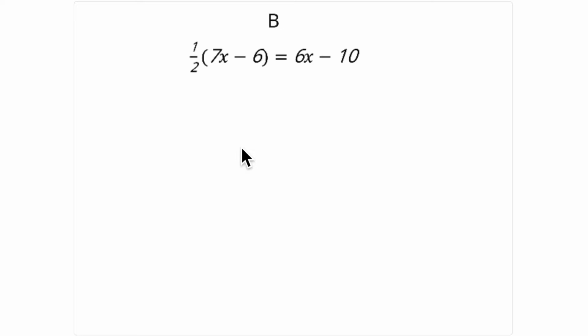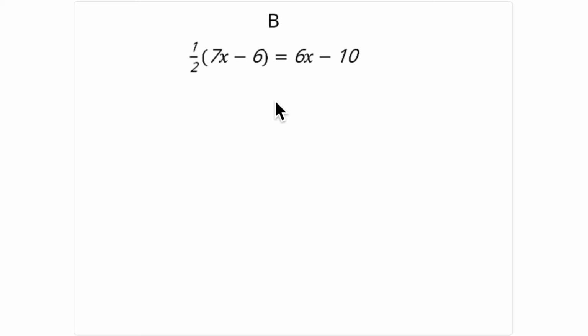For problem B, notice these parentheses here. This is a term inside parentheses. So you have 1/2 of a group. And in that group are 7 x's and 6 negatives. It says minus a positive 6, but I'm going to say add a negative 6. So we should get rid of these parentheses pretty early on.